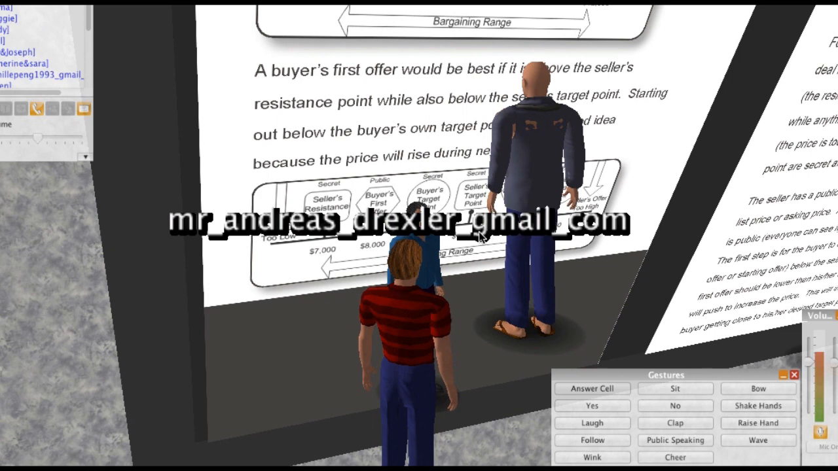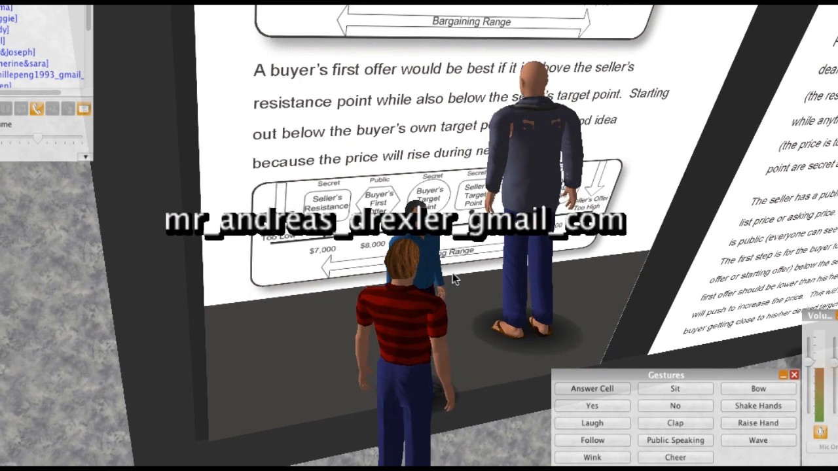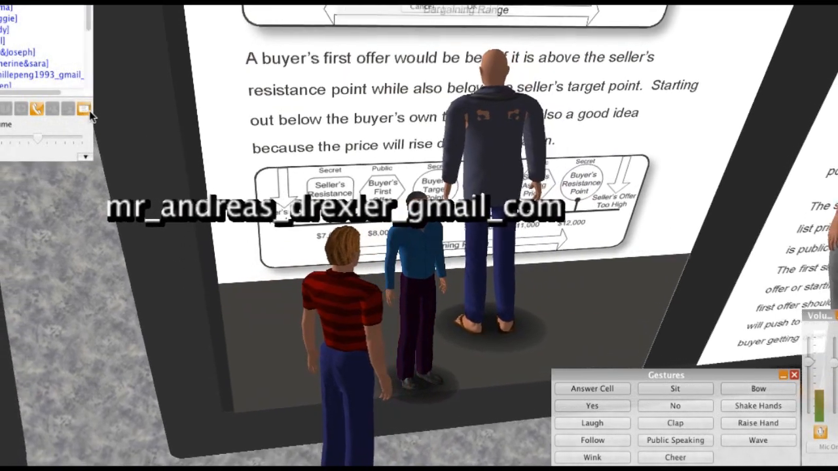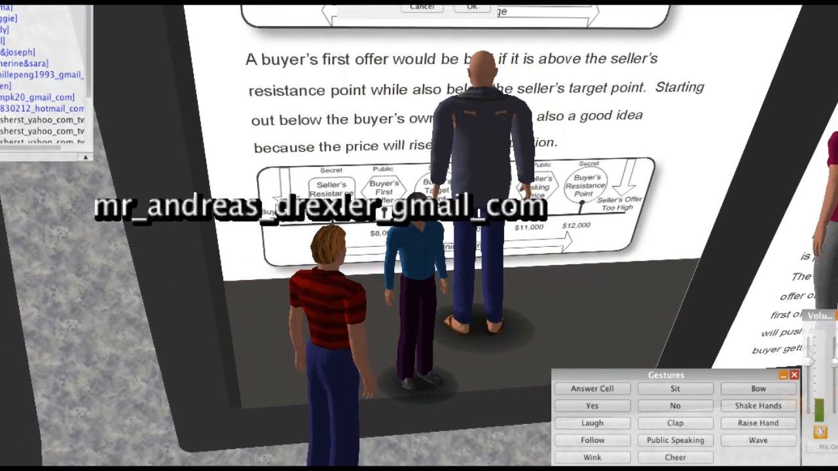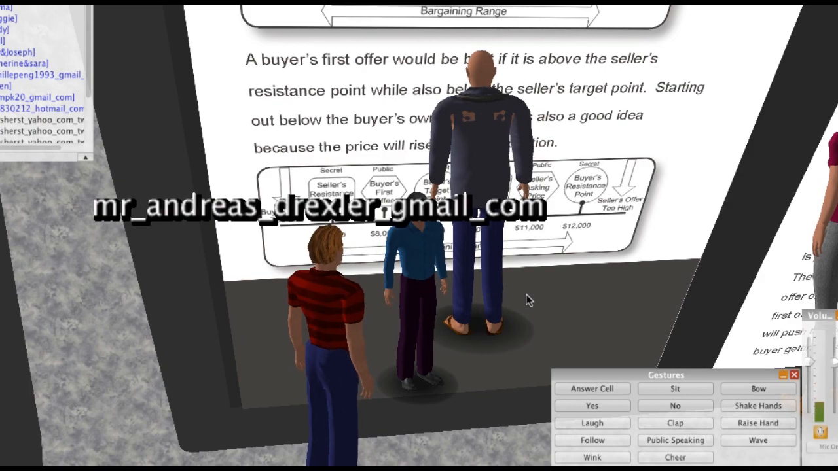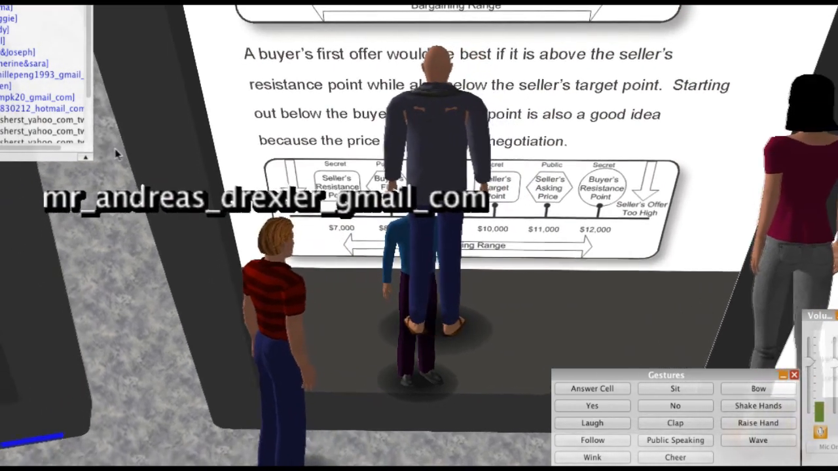Okay, so this last figure here is all the information. Of course, you will not have this information. When we play our game, when we do our RPG, you will only have your information. But you must be careful to keep your information secret. You must keep it secret.